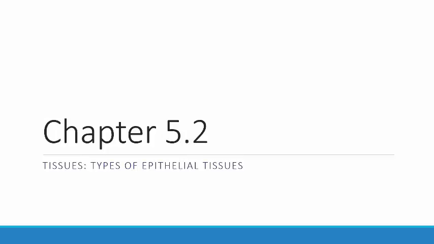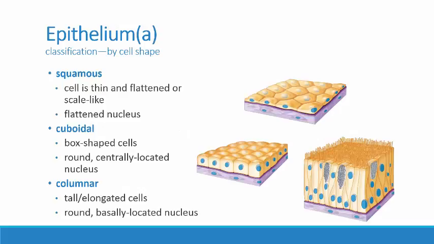In this lecture, we're going to be looking at all the different types of epithelial tissues that there are and how they are classified into those different types. So we'll start by looking at the classification, and there's two ways that we can classify an epithelial cell. The first is by its cell shape. There are three different cell shapes that we associate with epithelial cells.